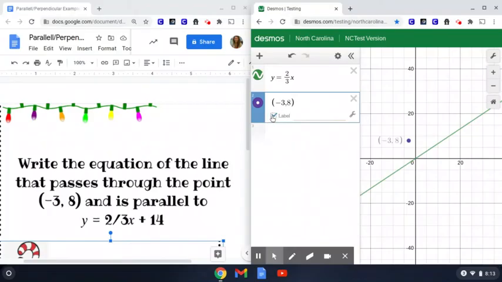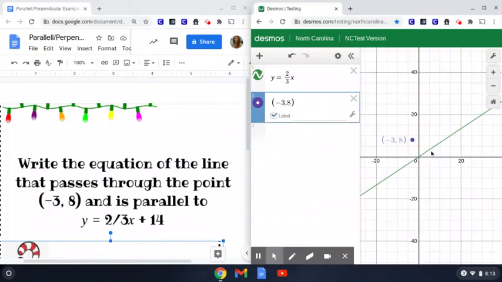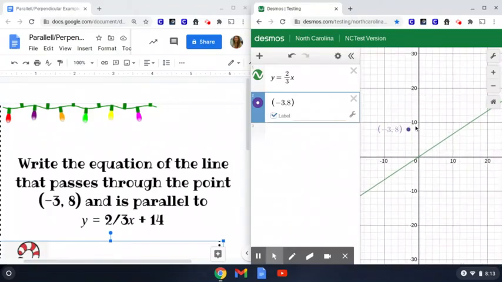You can actually label it if you want, just so that you know where it is. And so notice that our line is below that point. So we need our line to move up. And so the y-intercept right now is at 0. So we need that y-intercept to move up to reach that point.